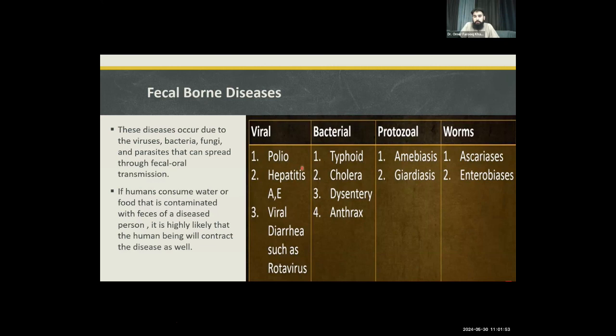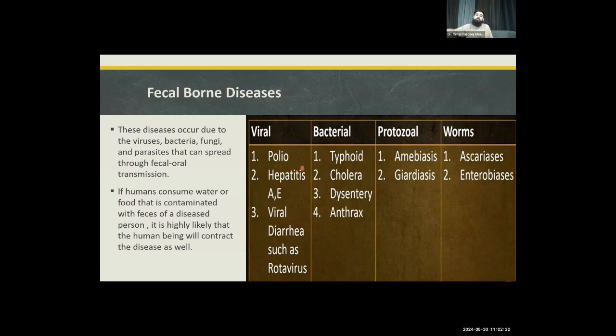Then there are some protozoal infections which are also shed in the feces of a diseased person, and they include amoebiasis or giardiasis. And then there are examples of worm infestations, Ascaris lumbricoides, enterobiasis, and many other worms which are also shed in the stools of the diseased person, such as liver flukes, hookworms, etc. And Ancylostoma duodenale is another worm which is released into the atmosphere through the feces of the diseased person.